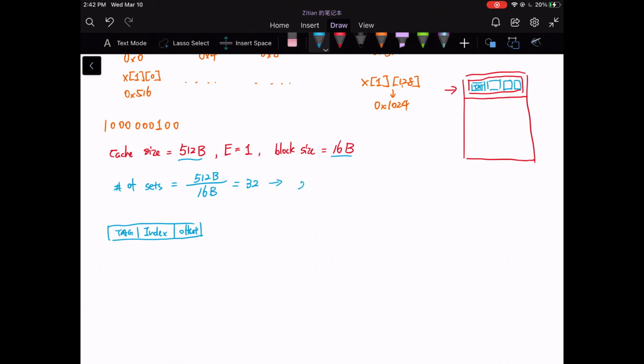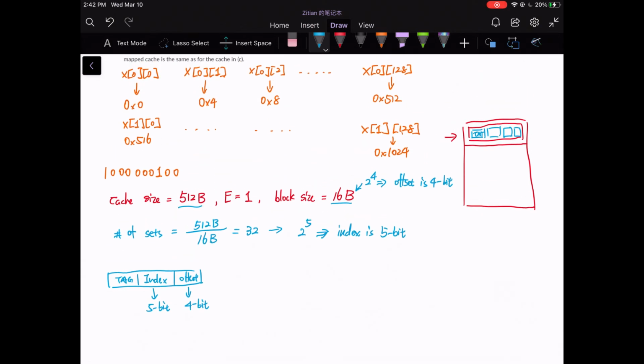In this case, it is 2 to the power of 5, so we can know the index is 5 bits. And how about the offset bits? Because we know the block size is 16, so 2 to the power of 4, then we can know the offset is 4 bits.